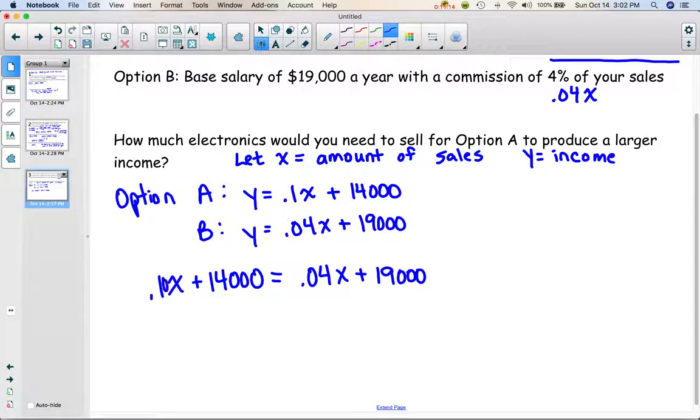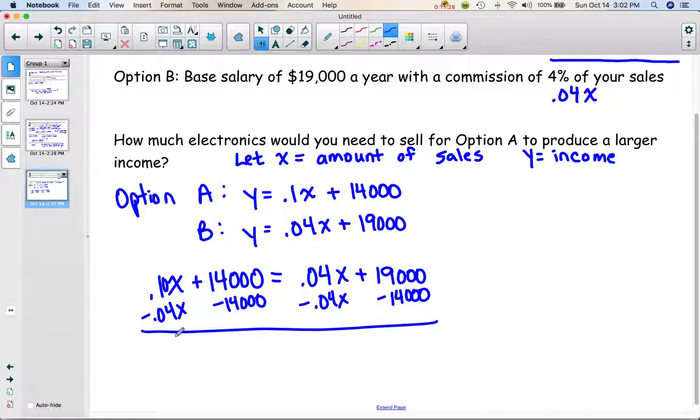Now you might want to put a 0.10 there just to kind of help you out. So if I subtract 0.04x from both sides and subtract 14,000 from both sides, we get 0.06x equals 5,000. And if you divide both sides by 0.06, you get x equals $83,333.33. So what does that mean?